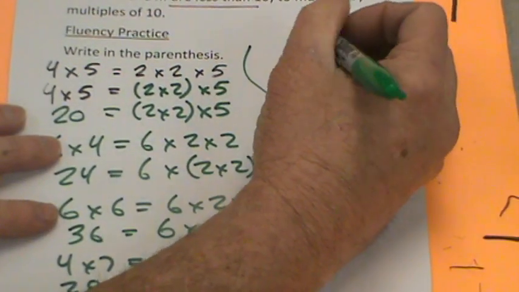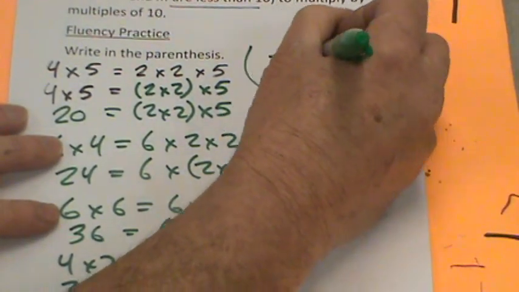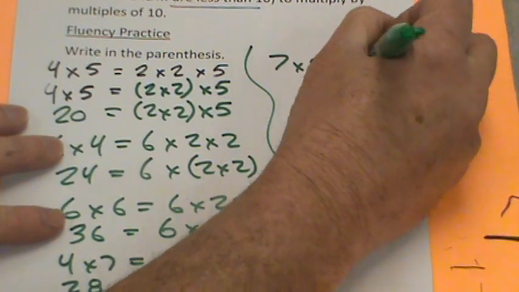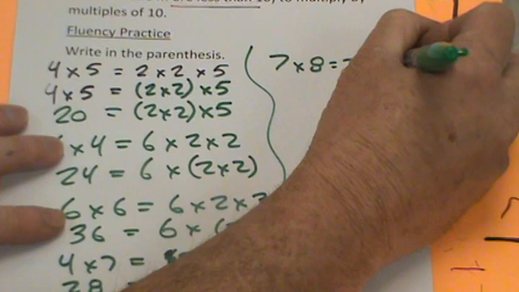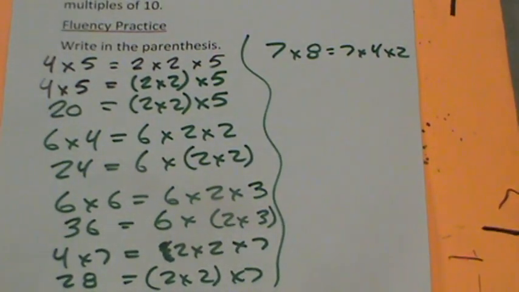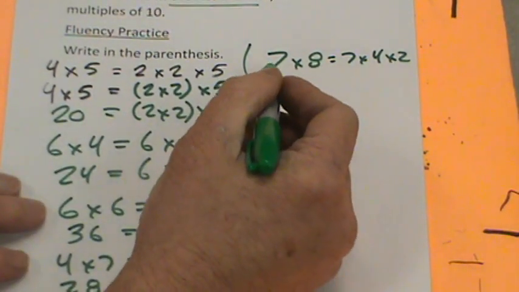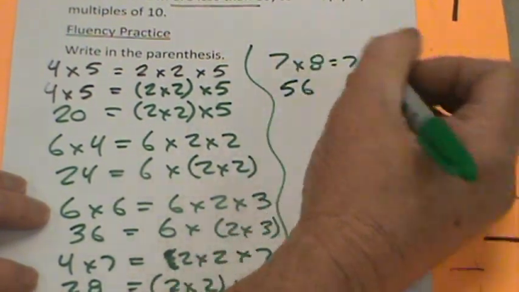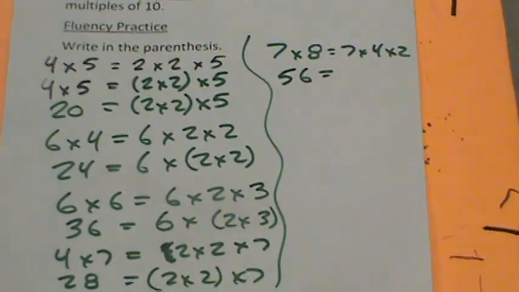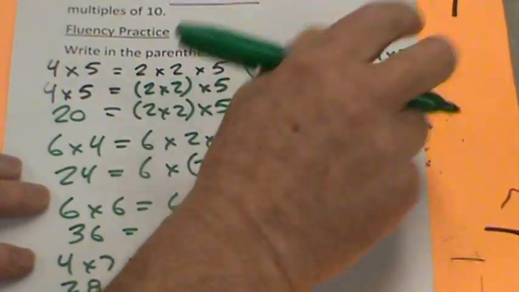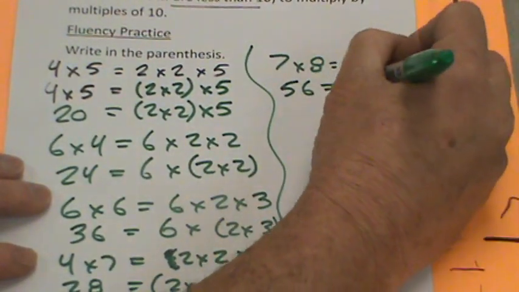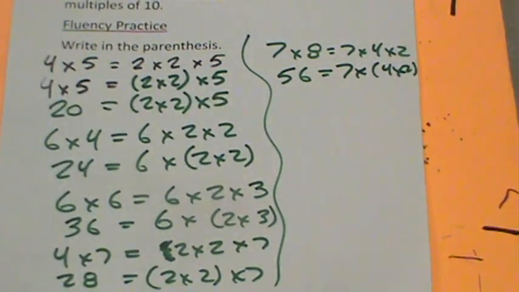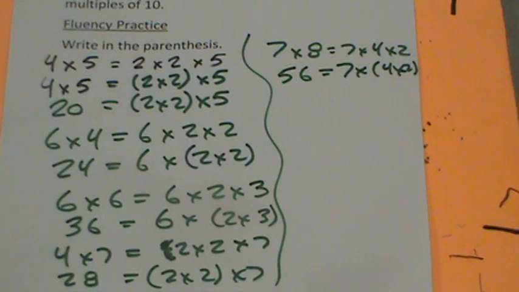Let's head on over here to see what's what. And we'll start off with 7 times 8 equals 7 times 4 times 2. Where do you think the parentheses are going to go? Well, we know 7 times 8. Remember our little trick? 7 times 8, 5, 6, 7, 8 equals 56. So where would the parentheses go? We already have the 7 there, so that'd have to be the 4 times 2, and it'd be 7 times 4 times 2. Excellent.